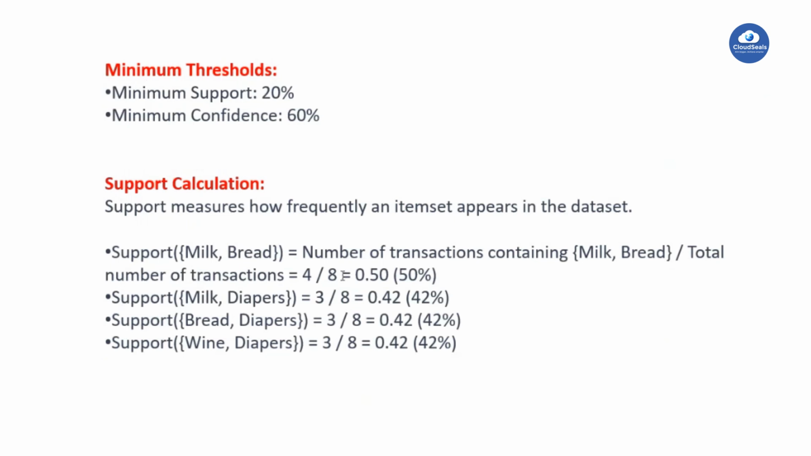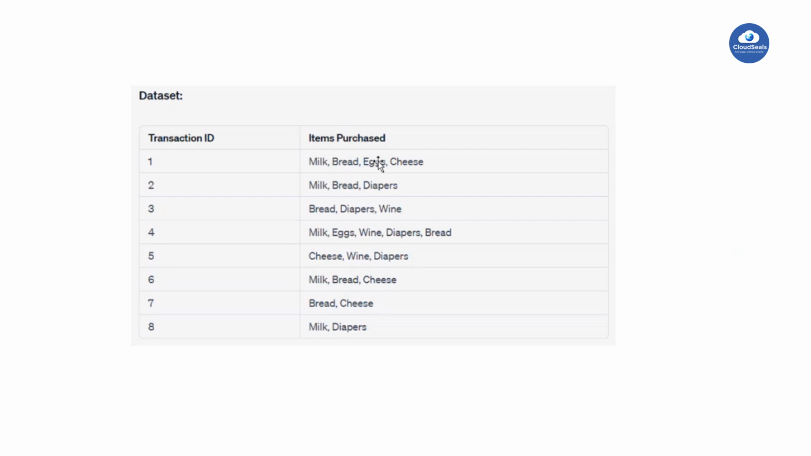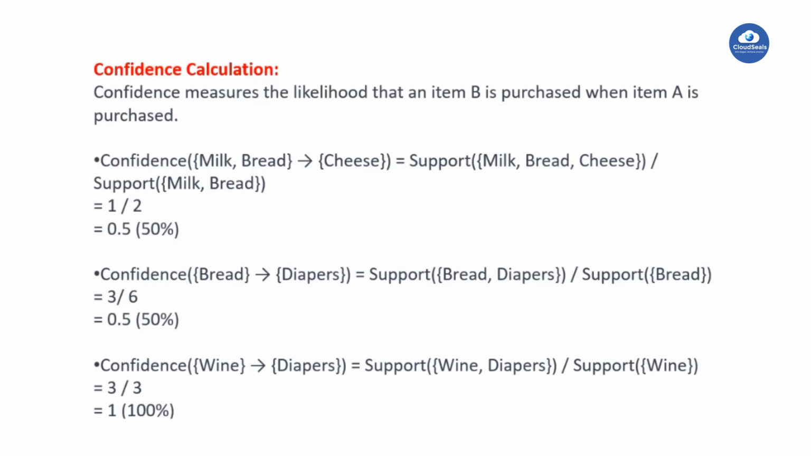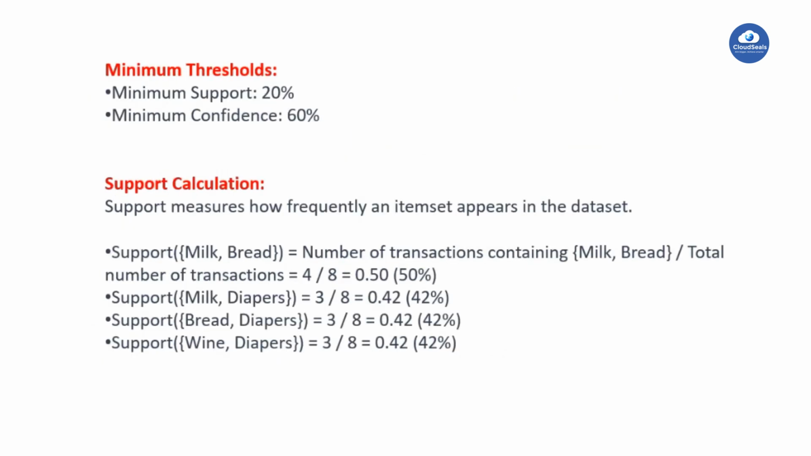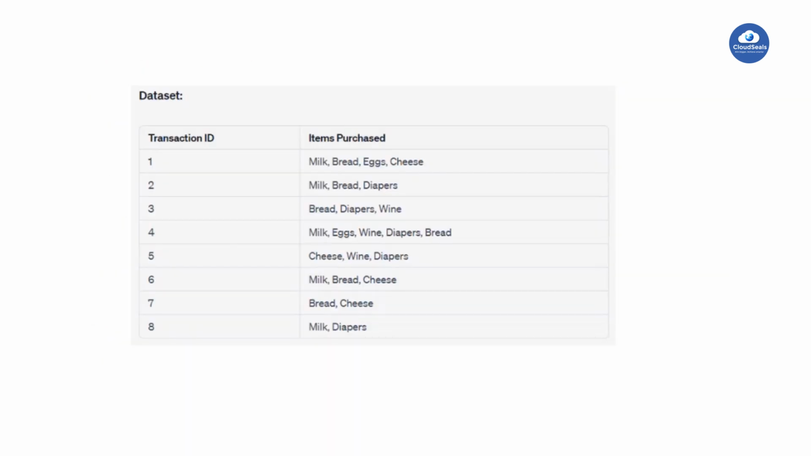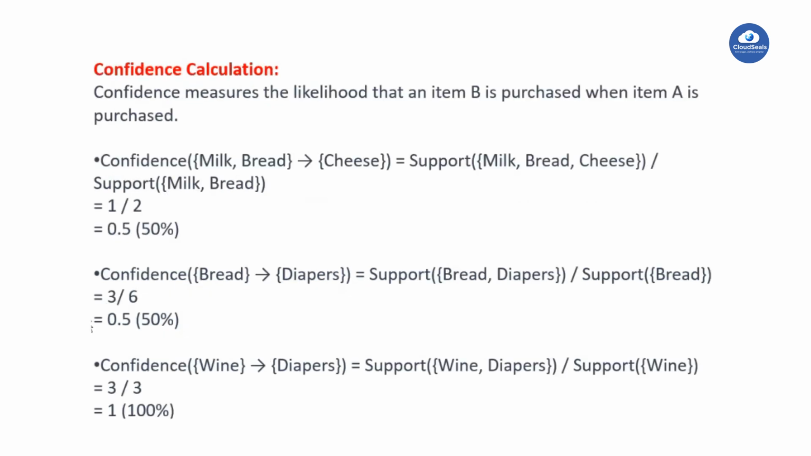What is the support of milk and bread? That is 4 by 8. Then let's check milk bread cheese. Milk bread cheese 1. There is no cheese here. Second one, okay, there are two combinations with milk bread cheese, and milk bread is 4. So 2 by 8 divided by 4 by 8. The 8 will cancel. 2 by 4, that means 1 by 2. That is 50% confidence.